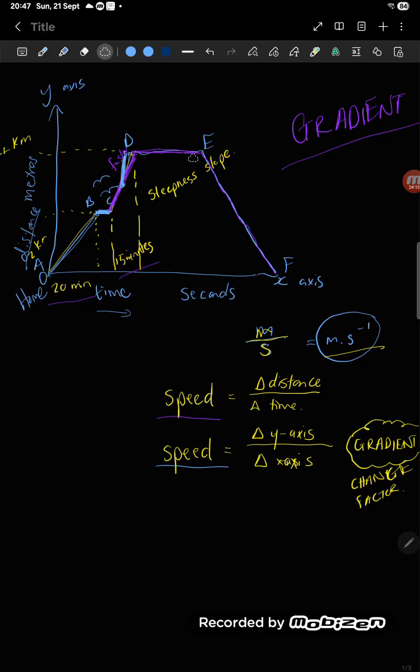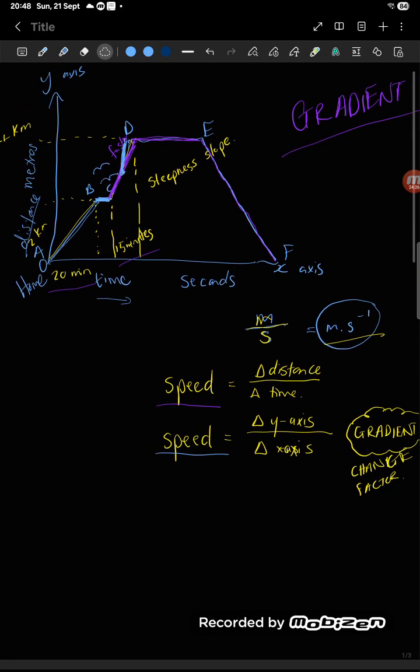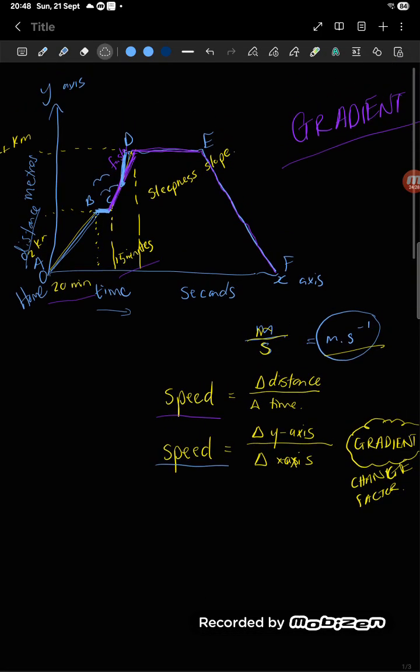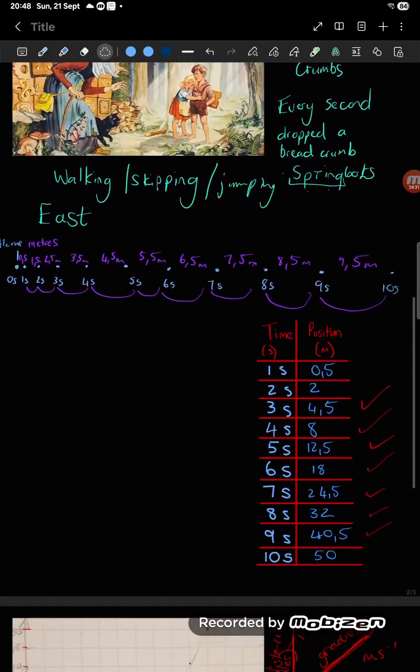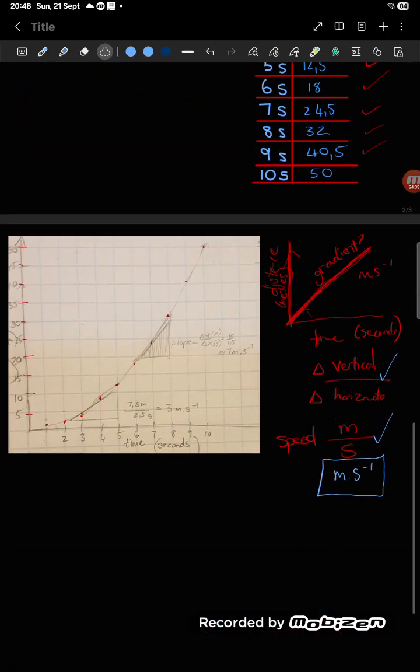Time is still moving. But am I moving? No, I'm not going anywhere further. So I've got constant distance. And if I've got constant distance, I'm not speeding up or slowing down. I'm not even traveling anywhere. Okay, so the different types of motion, we look at our units to see what kind of motion we have. And our units come from gradient, which is vertical over horizontal. Okay, but what is this guy telling us?